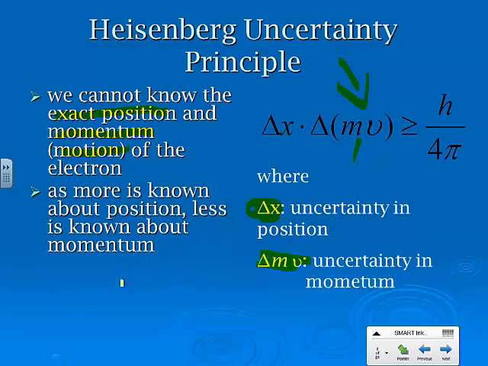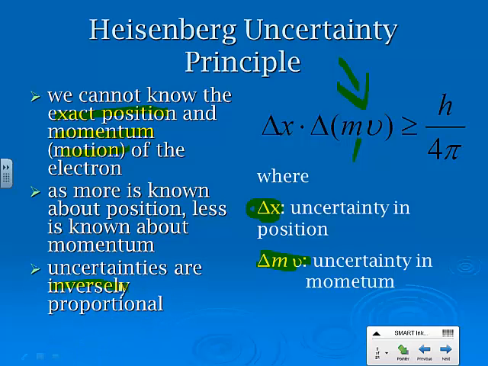And as more is known about the position, less is known about the momentum. So I just try to remember that both of the uncertainties are inversely proportional. And that's really what I want you to know. I'm not going to say, what is the Heisenberg uncertainty principle equation?